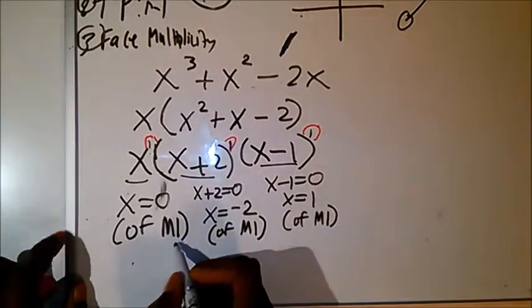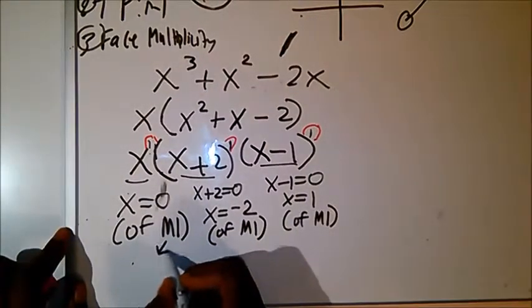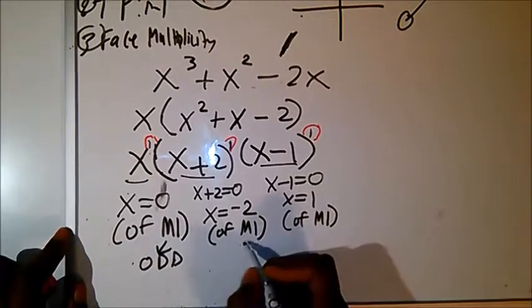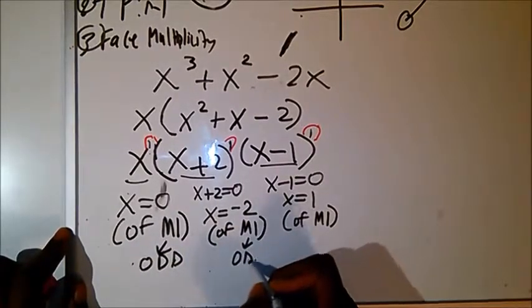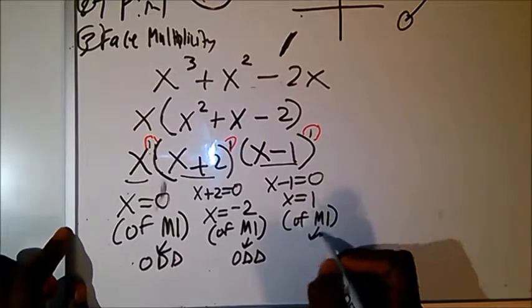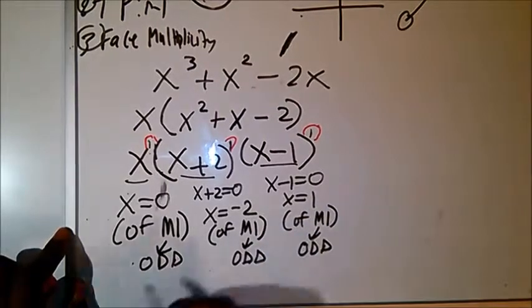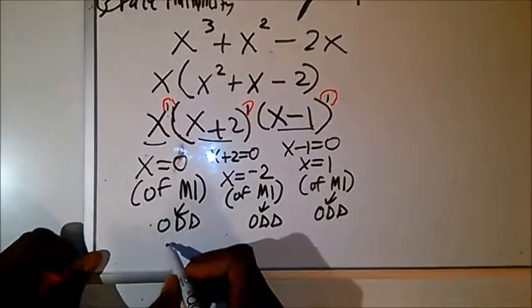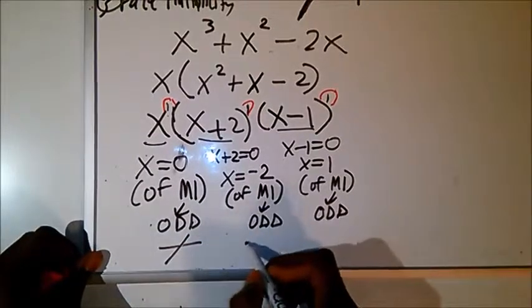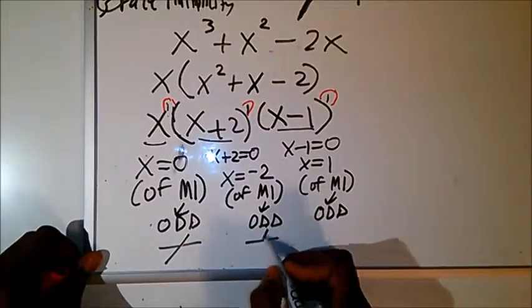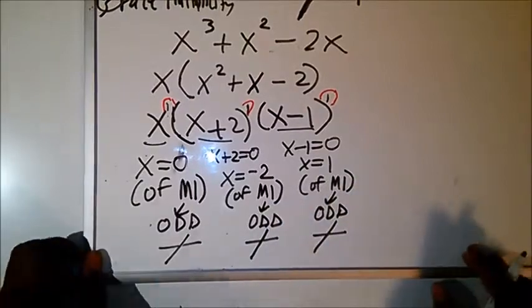So this multiplicity is what? Even or odd? It's odd. This multiplicity is odd. This multiplicity is also odd. So what's going to happen here is that it will cross over. This is odd, strange behavior. It will cross over. It will also cross over.